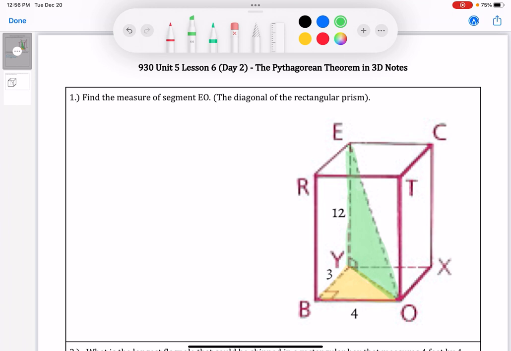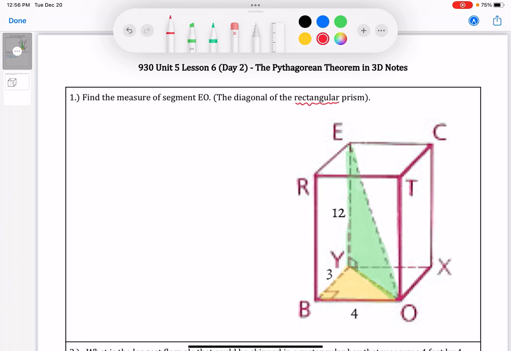Now, if we didn't know that those were right angles, or if they weren't marked in the picture, we could read a little bit more carefully, because this says that this is a rectangular prism, and we know that all of the sides form right angles in a rectangle, and that these are all rectangles if this is a rectangular prism. So I do know that I have right angles.